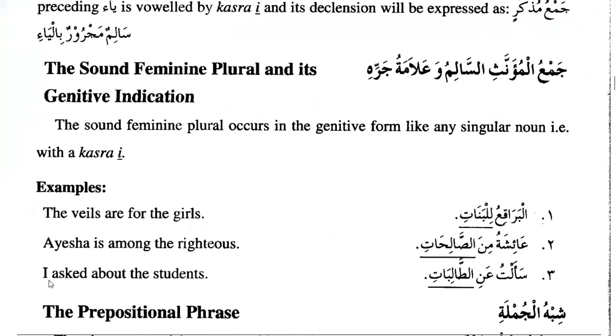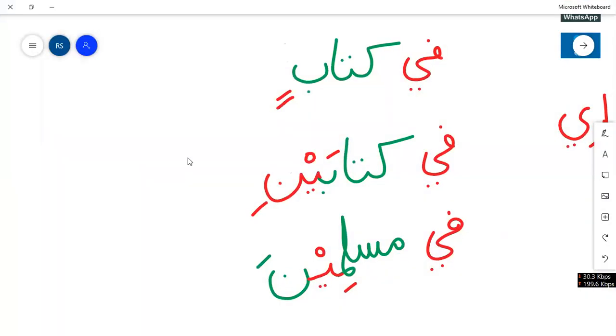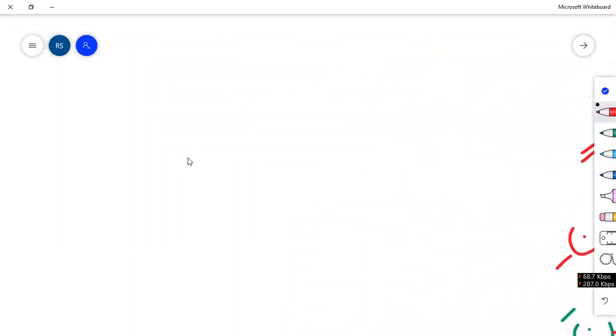Now we will learn the irab of Jama Muannath Salim. So the next student is Mr. Ahmad. Tell me, what is the marfu form, Mr. Ahmed? Can you hear me? What is the marfu form of the word female student? What is the marfu form of one female student? Anyone? Okay. Any student can answer.